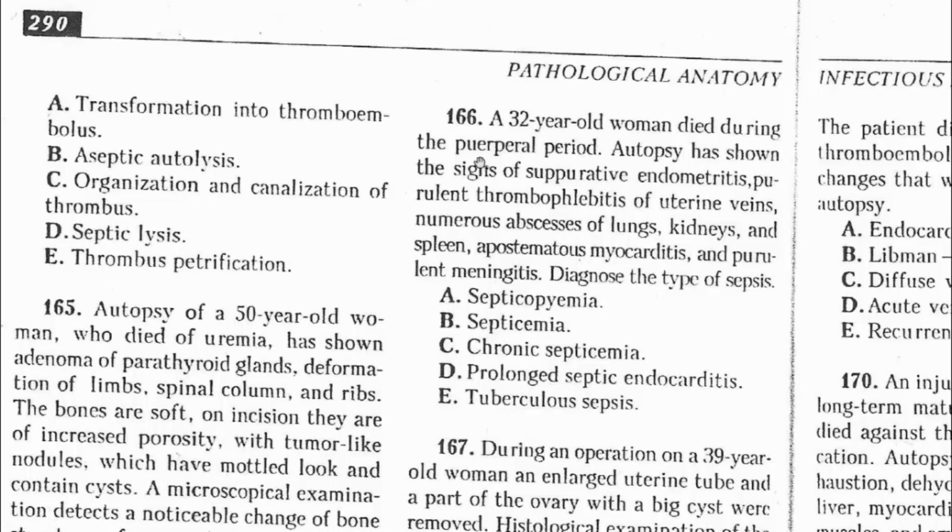66. A 32-year-old woman died during the puerperal period. Autopsy has shown the signs of suppurative endometritis, purulent thrombophlebitis of uterine veins, numerous abscesses of lungs. Anytime you hear of numerous or multiple abscesses of lungs, we are usually talking about what? Septicopyemia. So your answer should be A.